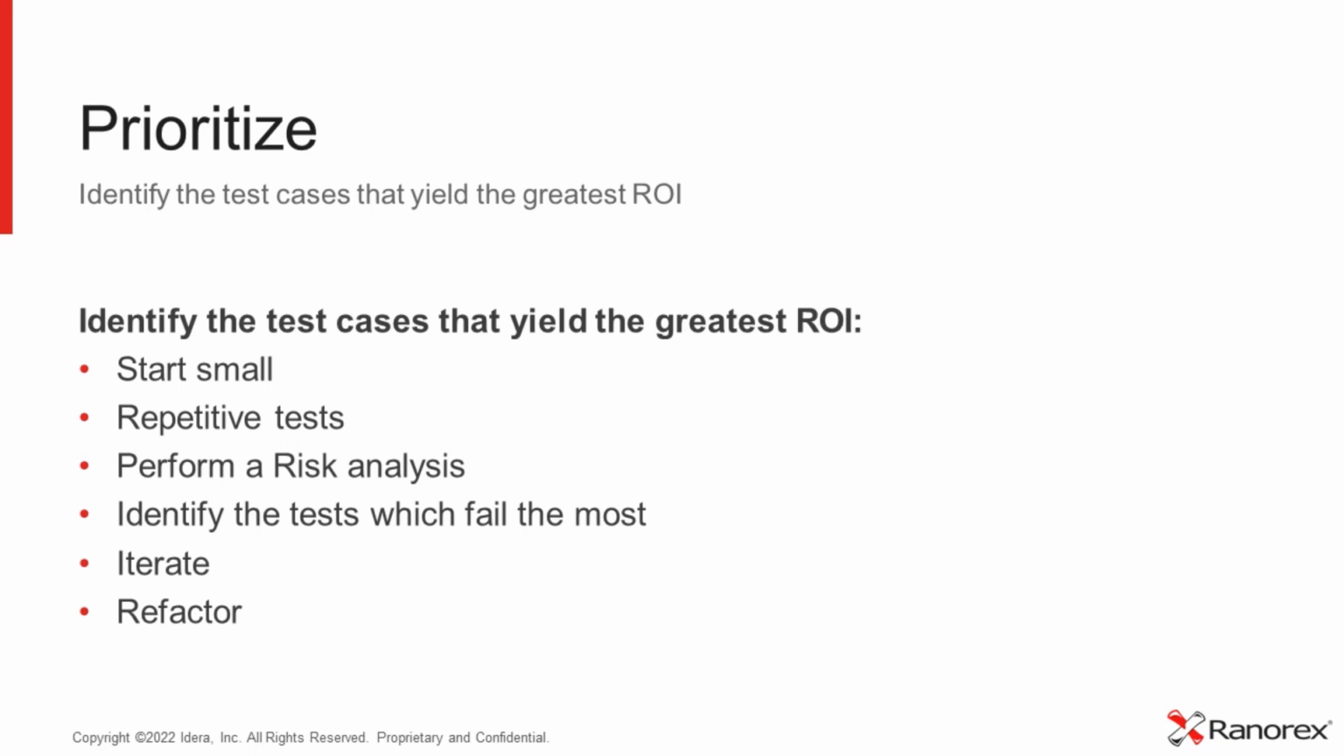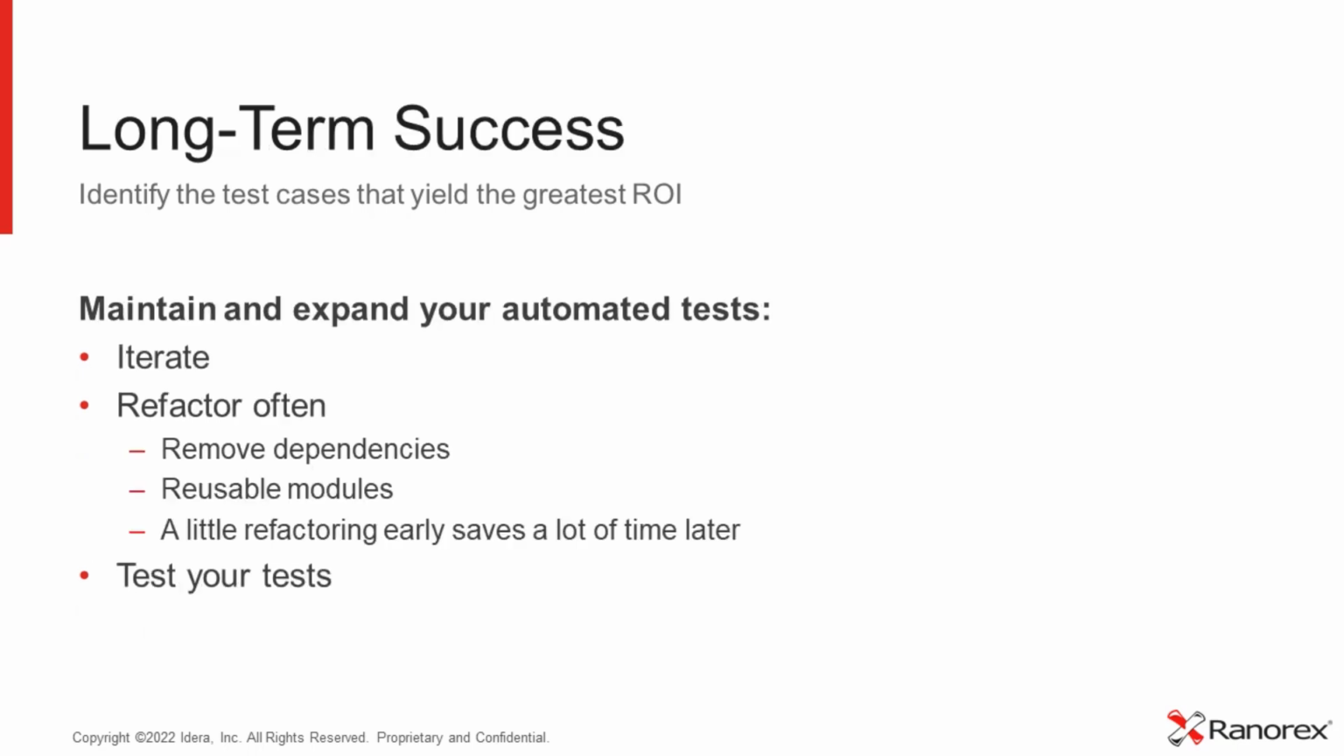Another item is just refactor. So if you're doing a lot of code, refactor often and early. It will save you time down the road so you don't hit a suite of a few thousand tests and then you have to go in and do a major overhaul of your automation suite to make it easier to maintain. Do the maintenance up front.